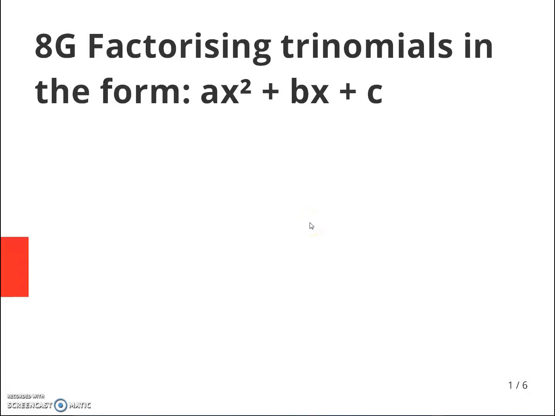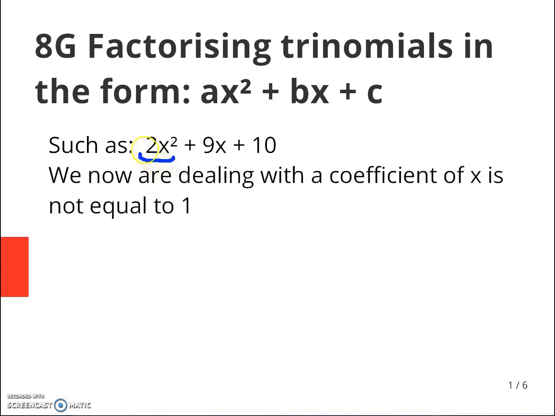Welcome to 8G, factorizing trinomials in the form ax squared plus bx plus c. An example of this would be 2x squared plus 9x plus 10. You should notice that the coefficient is not 1. In this example, it's 2. So today we're going to be trying to factorize these trinomials when the coefficient of x squared is not equal to 1. These are called non-monic trinomials.